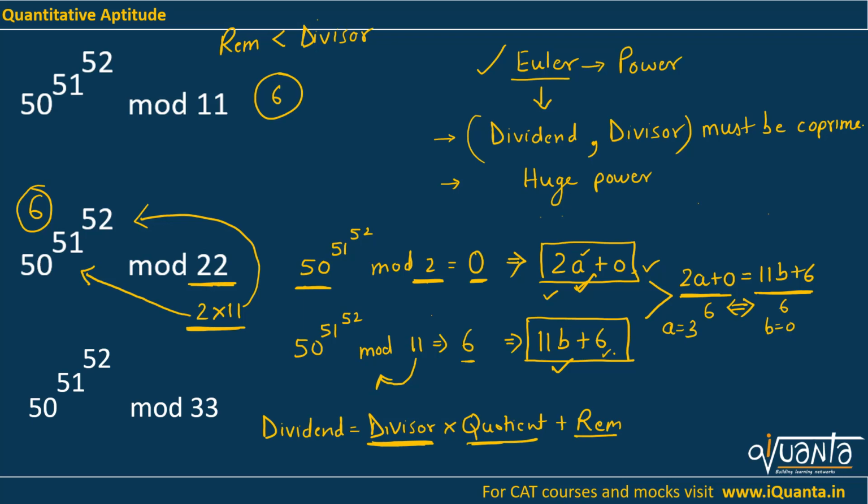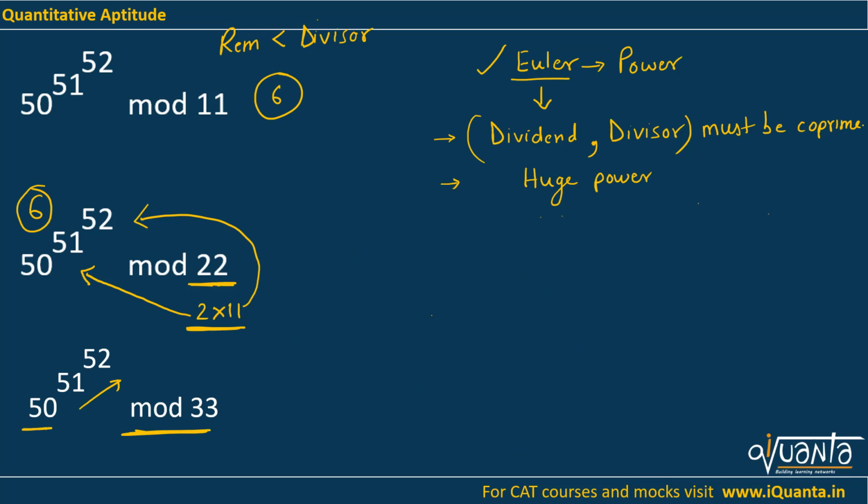Now if we come to the third question, we have mod 33 over here. 50 and 33 are again co-prime, and we also have a huge power over here. So that means we can apply the Euler theorem. So let's try to solve this question. There are two ways to solve this question, either by Euler, or CRT can also be used. Why? Because we can break down the divisor into two numbers which are co-prime.